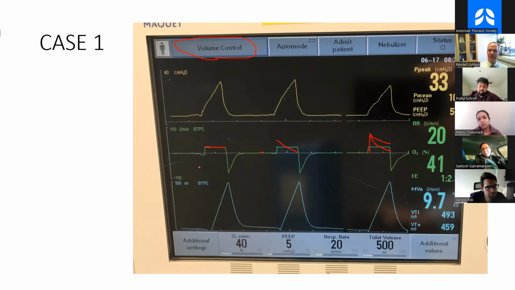So we've talked about square waveform. We've talked about decelerating waveform. We figured out where our variables are. Let's move on and find out a little bit more about this patient here.